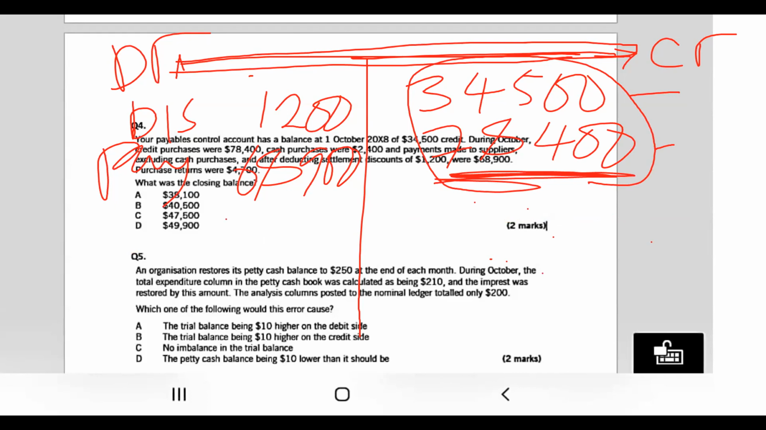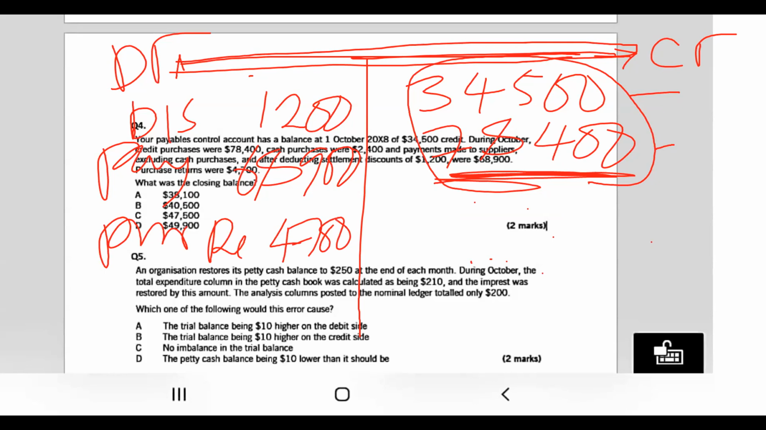So the purchases return, where do we record it? Purchases return means we have returned the goods, right? When we return those goods, what happens to the credit, the amount we owe? Does it reduce or increase? It reduces. You have returned the goods, so you should record the purchases return on the other side, right?